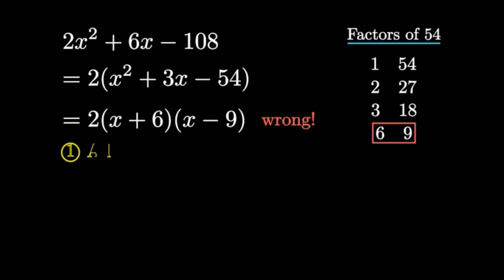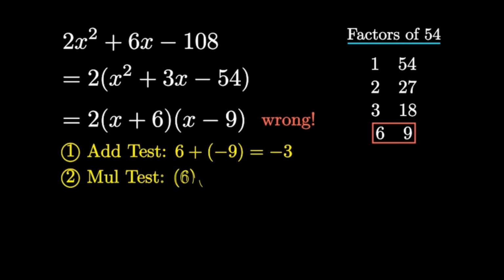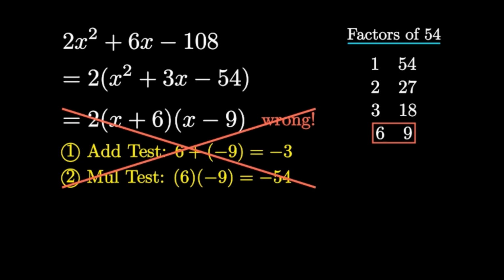That's incorrect because if we do the add test, we have positive 6 plus negative 9, that gives me a negative 3. I needed a positive 3. And then if we multiply them out, it gives me the negative 54, which is correct. But if it fails one of those tests, it's incorrect. Okay, so it's okay. All you got to do is fix the signs. Well, I need a positive 3. Well, I'm going to need to rewrite this thing.